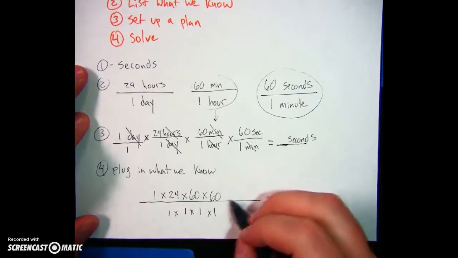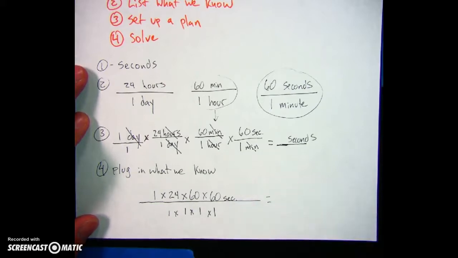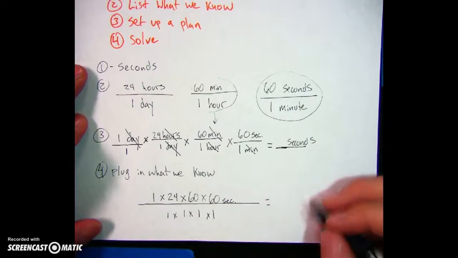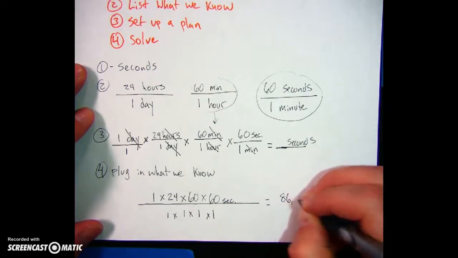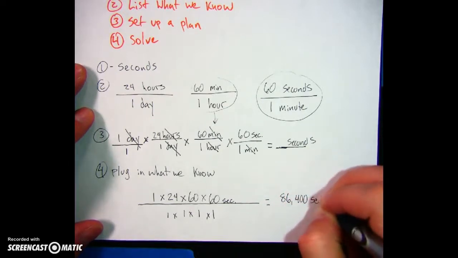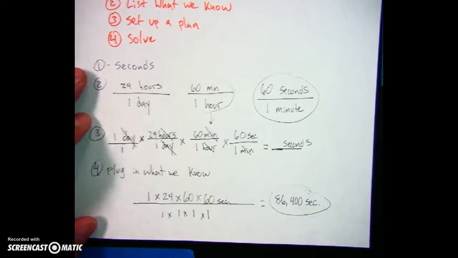And on the last one, we were left with seconds, so I better leave that in too. We have 1 times 24 times 60 times 60. If I go to my calculator, that comes out to 86,400 seconds. And we've got the answer that we're looking for.